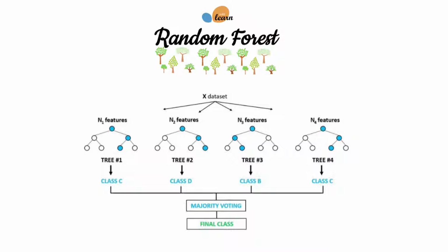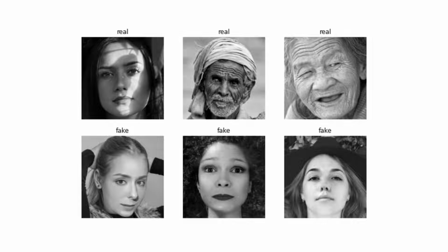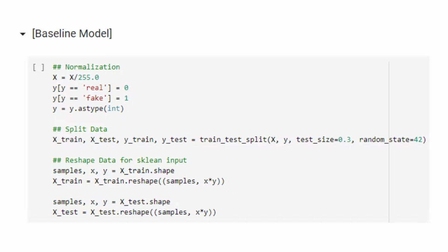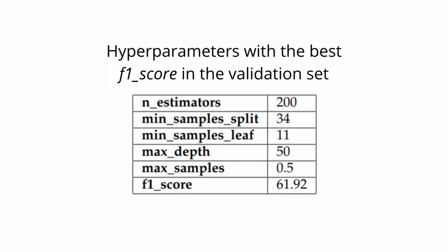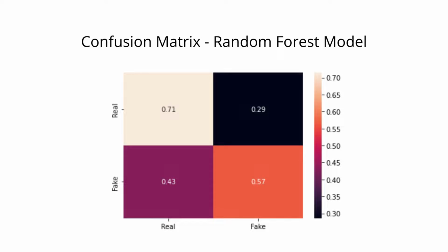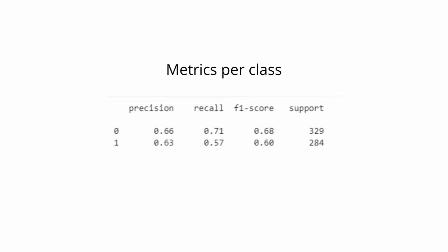As a primary baseline, we used the scikit-learn library to perform a random forest model. For that, we turned the RGB channels of the images into a gray channel, rescaled the pixels, and separated the data in 2 sets, 70% for training and 30% for test. And during the training, we performed cross-validation with 3 folds. The hyperparameters with the best results for the training are shown here. We got 61.92% of F1 score in the validation set and 61.09% in the test set. The confusion matrix was calculated in the test set and also the metrics for each class.